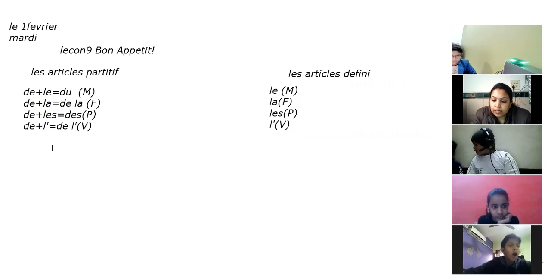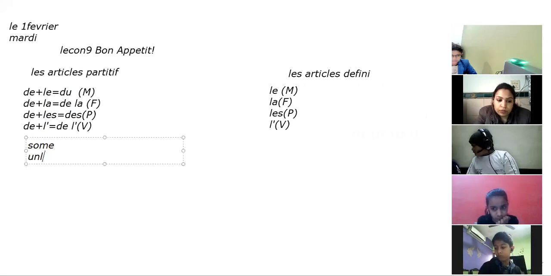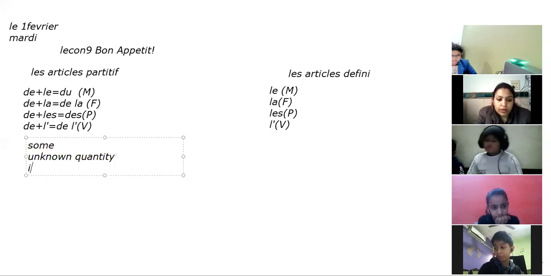If I talk about article partitif, they are used for the eatable items, and they are denoted as some. They are denoted as some. When I'm talking about some of the thing, and the quantity is unknown. Unknown quantity, or you can say imprecise quantity.